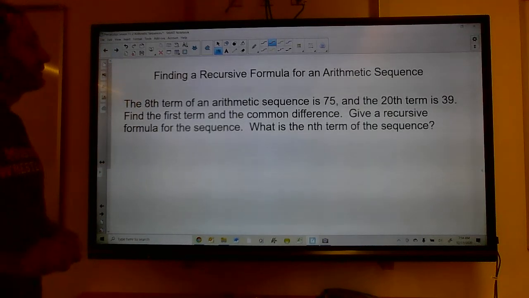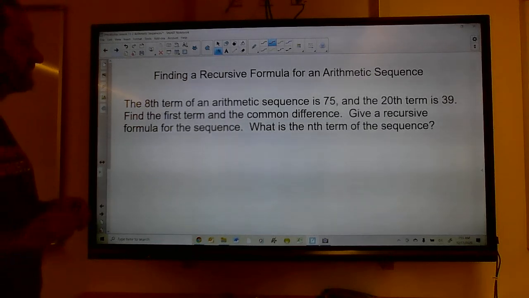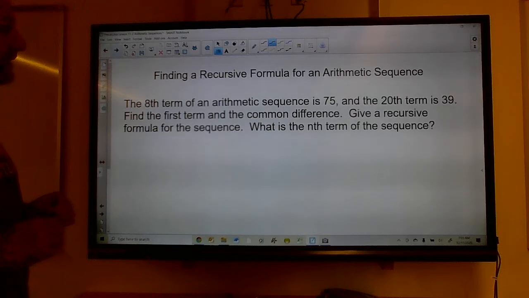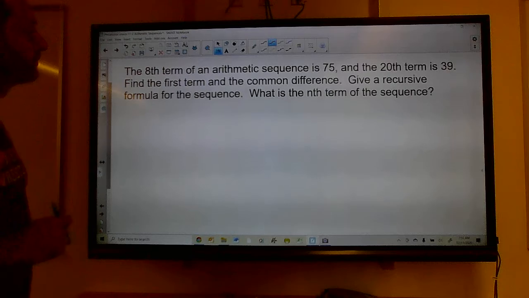Okay, finding a recursive formula for an arithmetic sequence. The 8th term of an arithmetic sequence is 75, and the 20th term is 39. Find the first term and the common difference. Give a recursive formula for the sequence, and what is the nth term of the sequence?